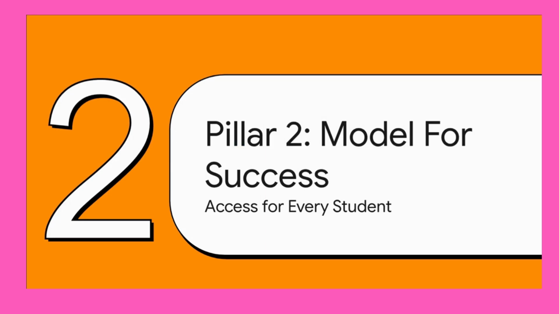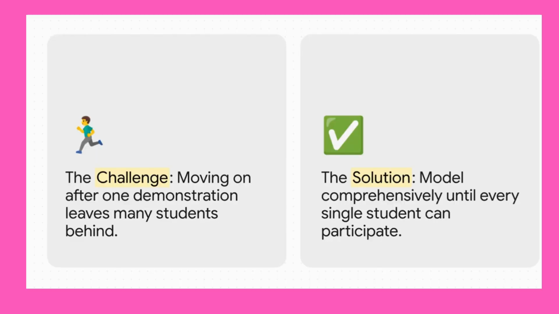Okay, so we've introduced the concept in a way that's real and tangible. But how do we make sure every student can actually do what we're asking them to do? Well, that brings us to our second pillar, model for success. Here is a super common teaching pitfall. We show how to do something once, and then we just kind of expect everyone to get it. But that often leaves a lot of students feeling confused and left behind.